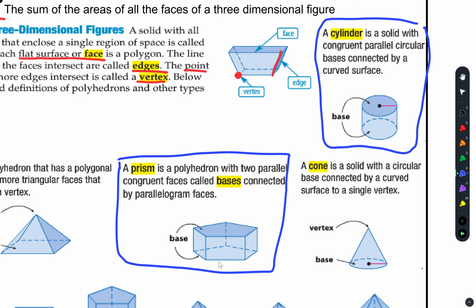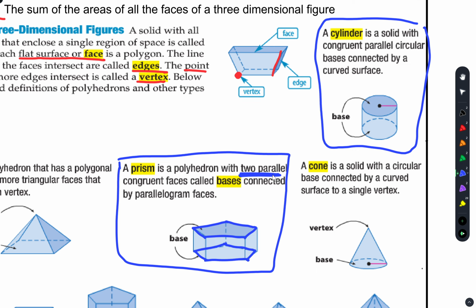Prisms have two parallel congruent faces that we're going to call bases. So in this example, down at the bottom in the middle here, we have a prism that has two bases. Now the bases can be any kind of shape that you want. They can be rectangular, which a lot of the time they are. In this case, the bases are pentagonal because they have five sides. And we see that they are across from each other. They are parallel to one another. That is how we know that this is a prism, because it has two parallel bases.